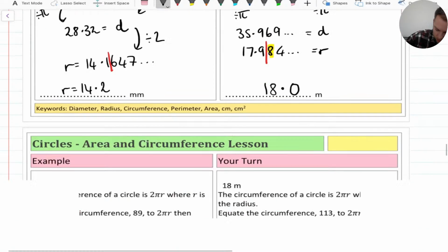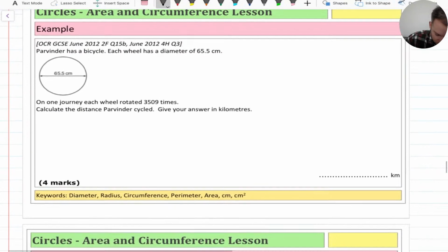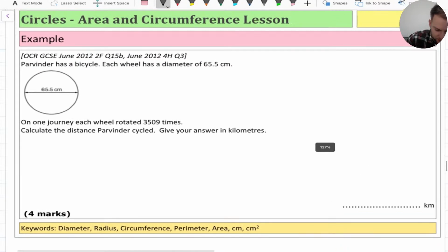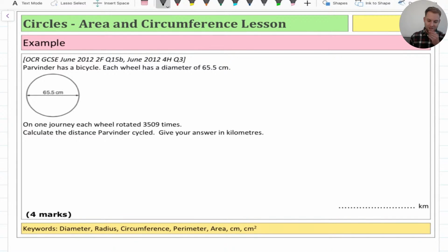Okay, so let's have a look at this one now. Now this is a typical GCSE style question. We've got a few of these to have a go at, and then we're going to have a go at some by yourself.